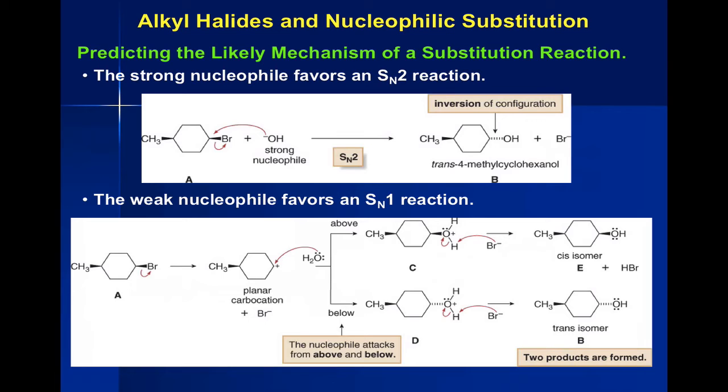Now the water can either come in from the top or it can come in from the bottom. We get these carbon-oxygen bonds that we need. Obviously, we have 3 bonds to oxygen, so it's positively charged. The bromide comes in and abstracts, and you get HBr as an acid that comes off. If it comes in from above, we have the cis isomer, and if it comes in from below, we have the trans isomer. Okay?